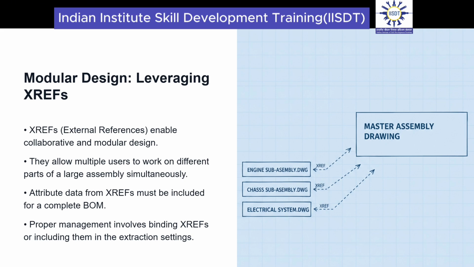During the data extraction process, we must explicitly choose to include data from XREFs. Alternatively, for a final archival drawing, we might bind the XREFs, which permanently merges them into the master file. Failing to account for XREFs is one of the most common ways to generate an incomplete and inaccurate BOM, so understanding how to handle them is essential for any complex project.